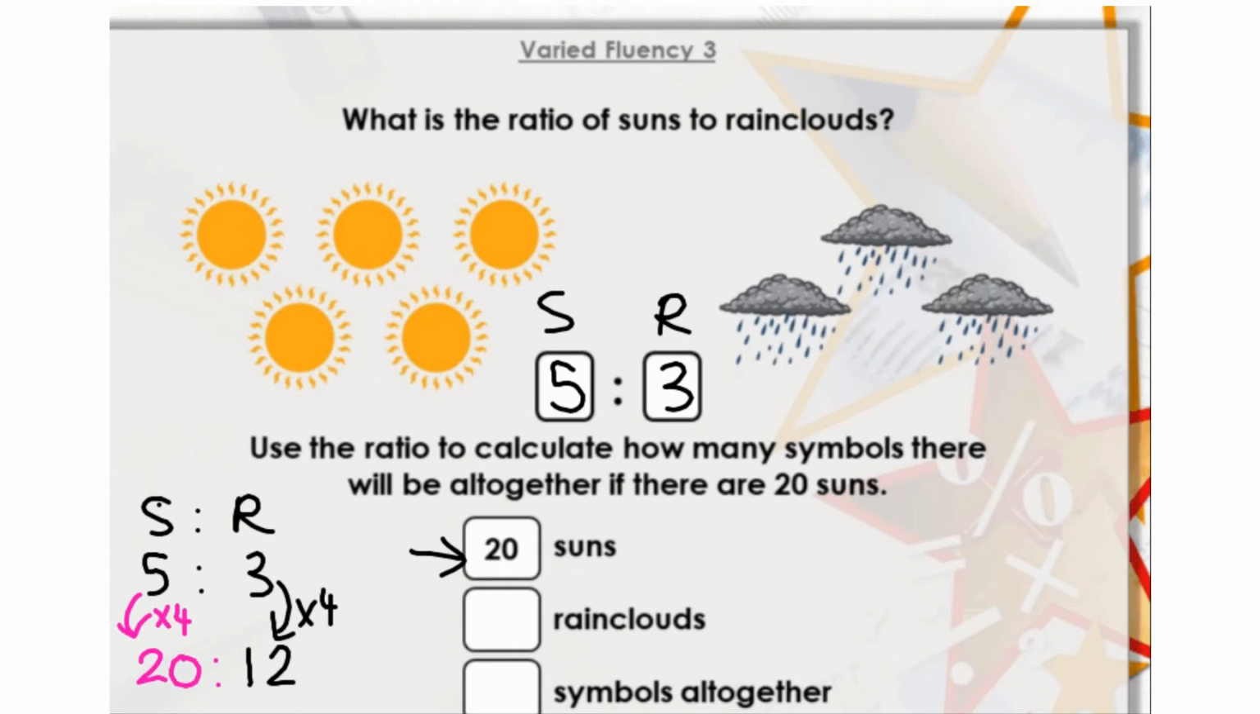And then we can work out the total, this missing column here, the total, is going to be 20 add 12. So 20 add 12 gives us 32. So filling in these answers, we've got 12 rain clouds, and we have got 32 symbols altogether.